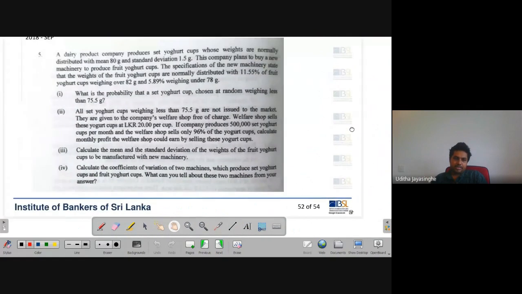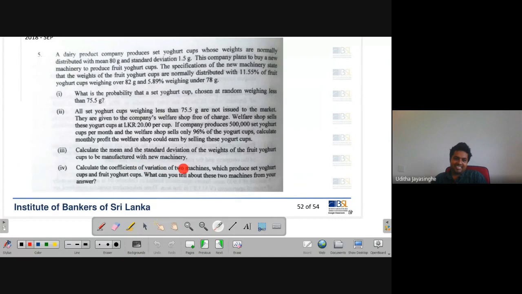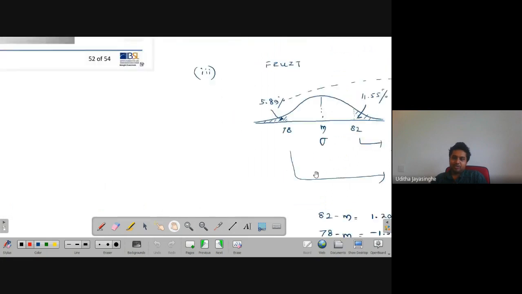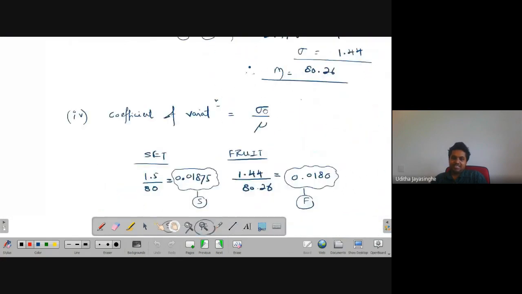That's on part number 3. Part number 4. Calculate the coefficient of variation. What is this? Previous lessons, yeah? Coefficient of variation for these two machines which produce set yogurt cups and fruit yogurt cups. What can you tell about these two machines from your answer? I'm sure my good students will remember the equation.